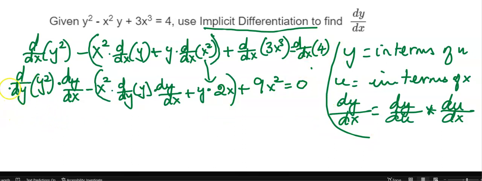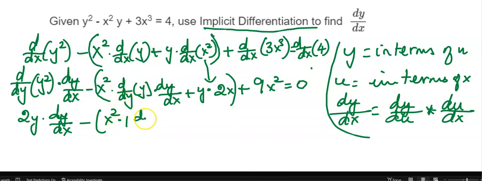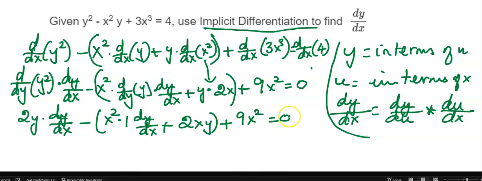Okay, so this will become this part, d dx of y squared will become 2y, because we are differentiating y squared with respect to y. So 2y, but you have this dy dx along with that. So 2y dy dx minus x squared times the derivative of y with respect to y is 1, then dy dx, plus this differentiation is already done, so we can write this as 2xy. Same way, this differentiation 9x squared is equal to 0.